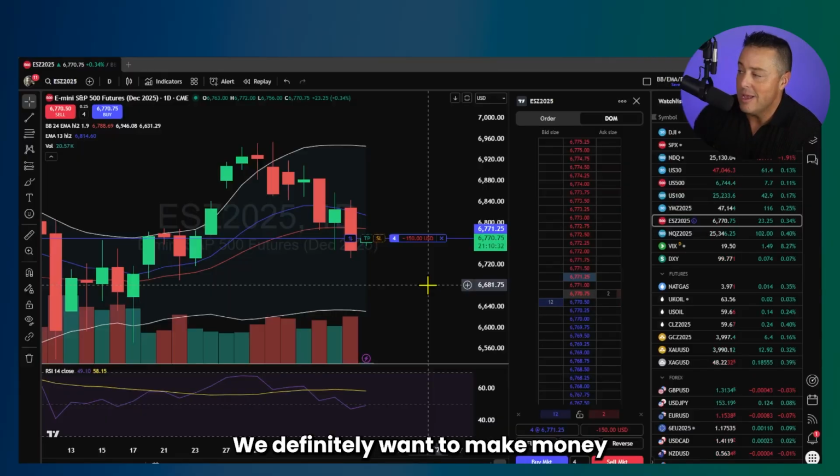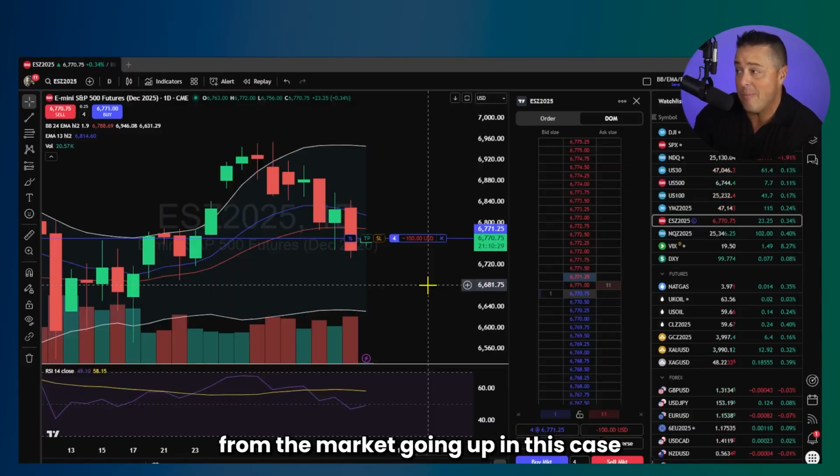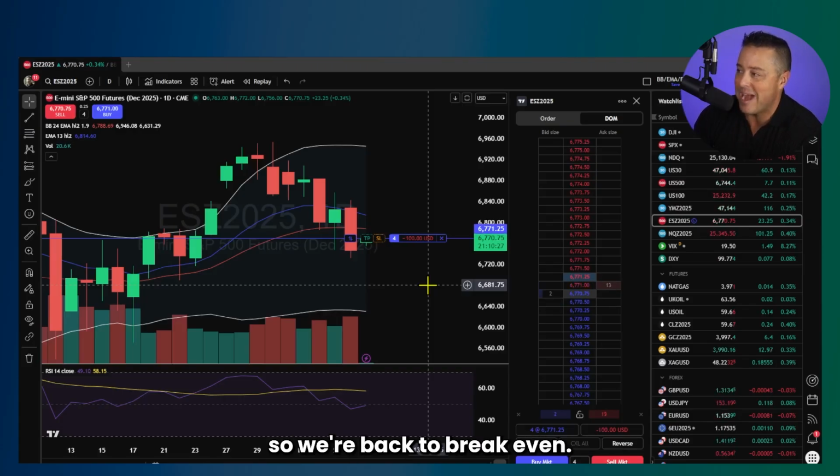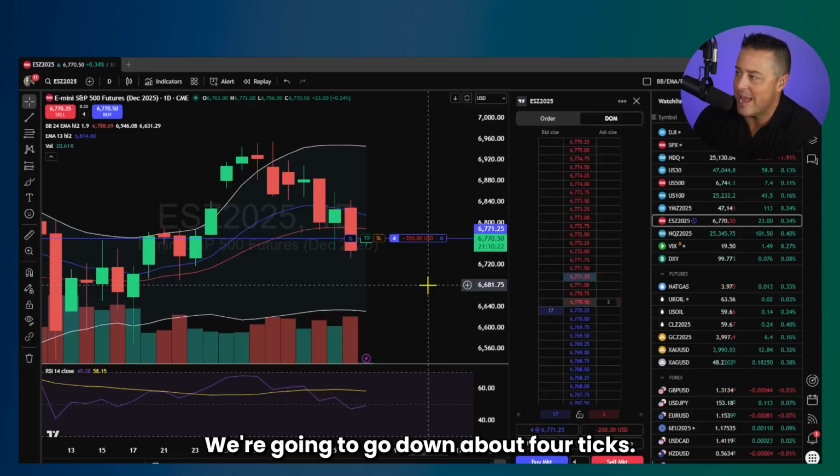Remember, we're long. We definitely want to make money from the market going up in this case. Right now, okay, we're back to break even. Let's see if we break positive here. It looks like, nope, we're going to go down about 4 ticks.